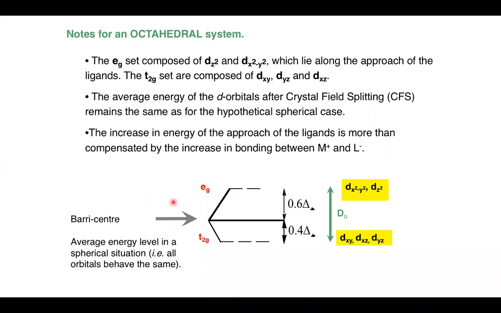Okay, so then with our splitting diagram for the octahedral system, we have this point here, which is called the barycenter, which would be the average energy level in the spherical situation, i.e. all the orbitals behave the same. So that was where we had this sphere of negative charge applied equally across all of the metal center.